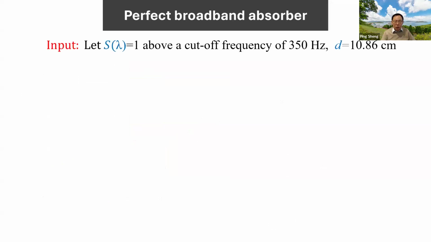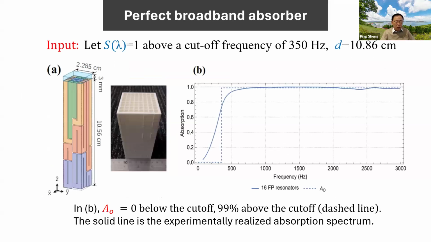Now you can say, okay, how about a perfect broadband absorber? So this is a case. Okay, so we have a photo and also a drawing in which we show the folding of the 5-pole resonators of different length and the experimental results. You can see there is a tail below the cutoff, which deviates from the idealized case, but that's due to the limited number of resonators.